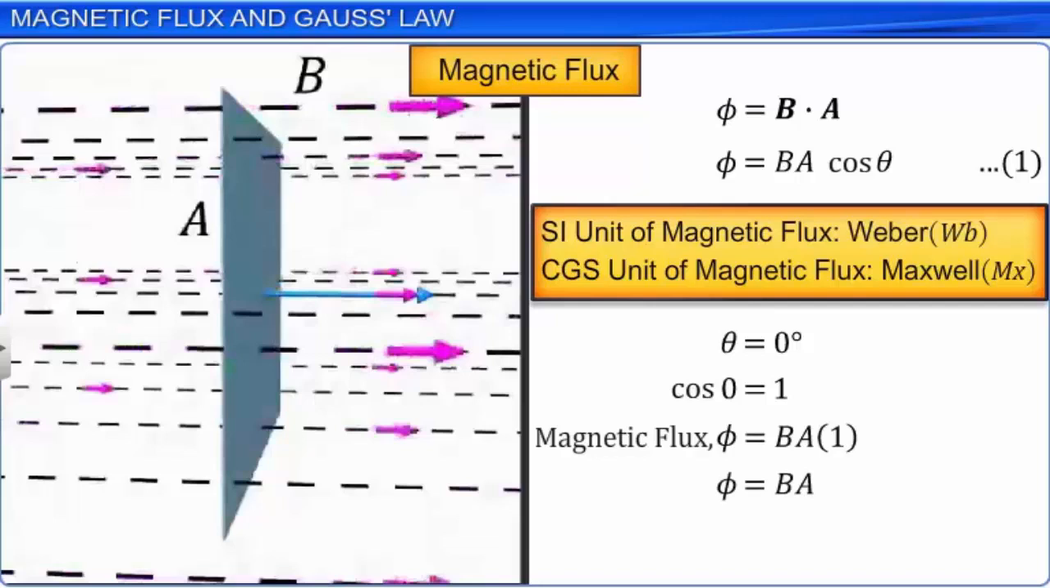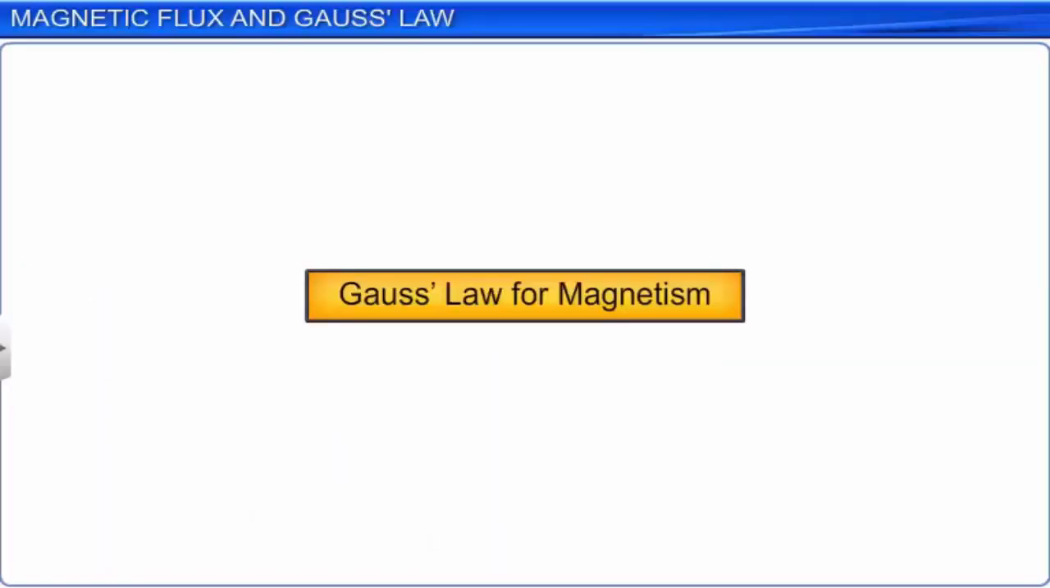When the flux passing through a given area is maximum, the magnetic flux passing per unit area is called magnetic flux density. Then, the magnetic flux density B is equal to phi by A. Let this be equation 2. Now let's discuss Gauss' law for magnetism.